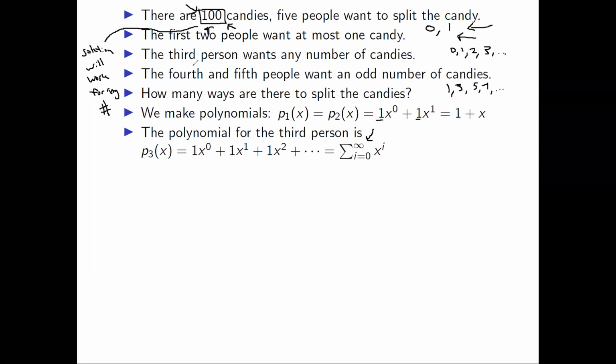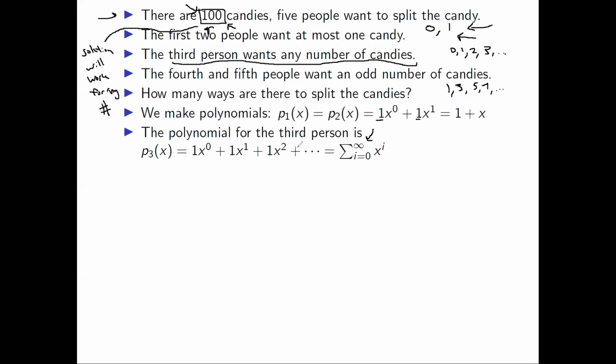The number up here in the first bullet has no effect on the rules for the third person, that they want any number of candies. So this polynomial for the third person, it's only encoding the third person's rule. It's not encoding the number of candies in the first bullet. So this is the polynomial for the third person.